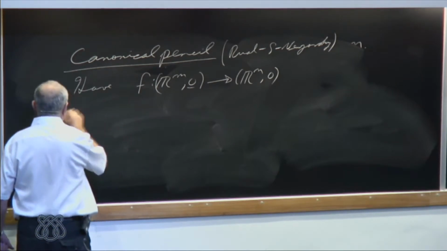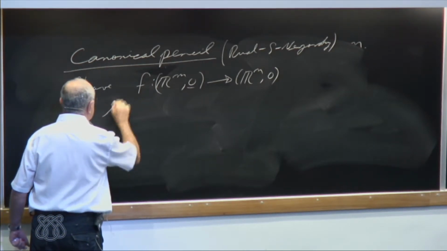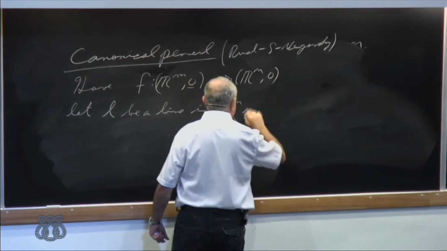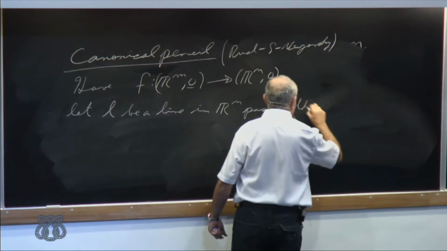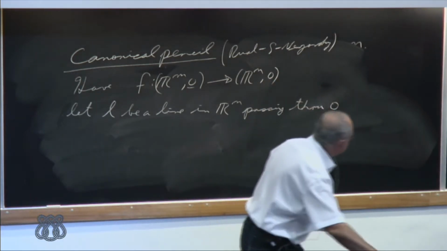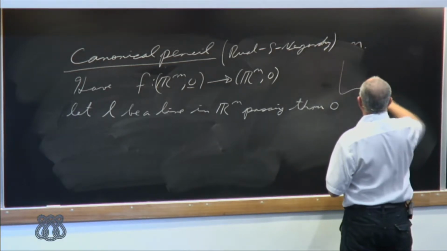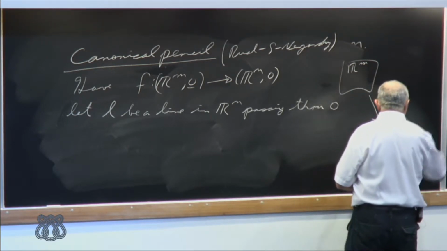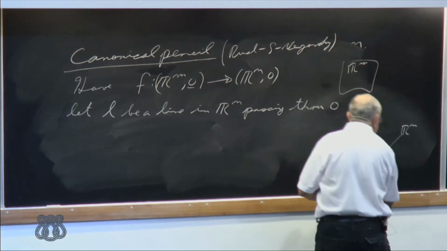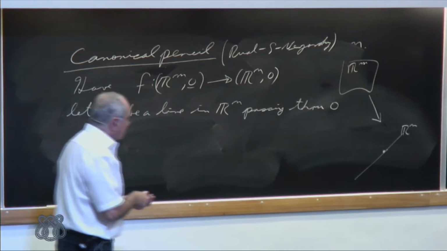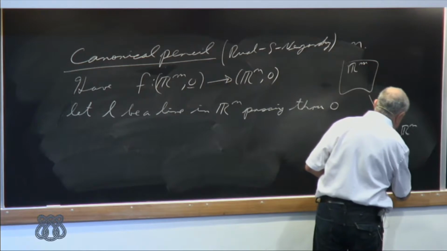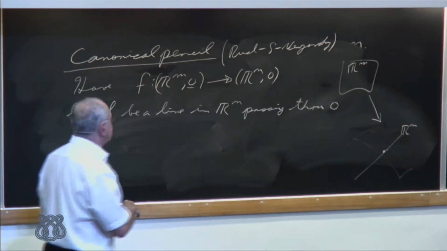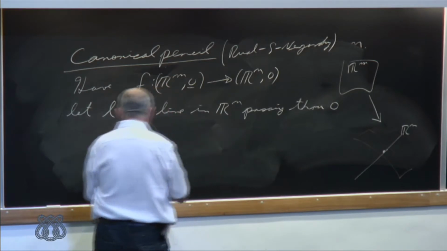Now, let L be a line in Rn passing through the origin. Okay? So we have Rm being mapped to Rn, and here we consider a line through the origin. Given that line gives a unique orthogonal hyperplane. There are several ways to do this.